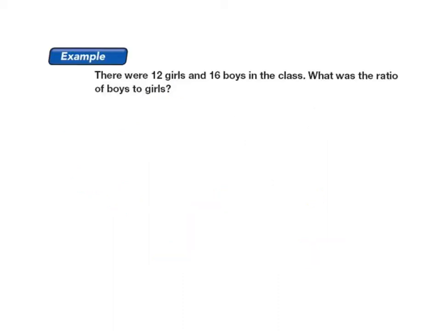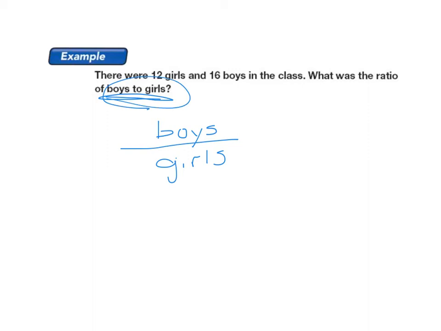Here is an example from your book. There were 12 girls and 16 boys in the class. What was the ratio of boys to girls? We have to pay close attention to the order of the way the question is asked. So if it says boys to girls, that means we need the boys to be in the numerator, the first number we see, and that will be compared to the girls. So be careful in the order of the question because it was given to you differently in the story.